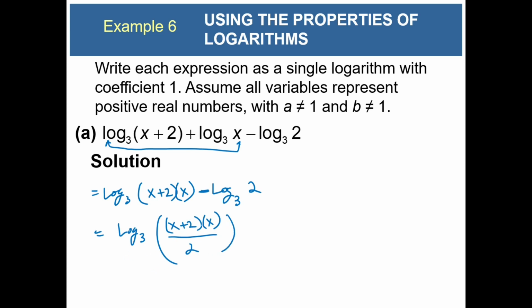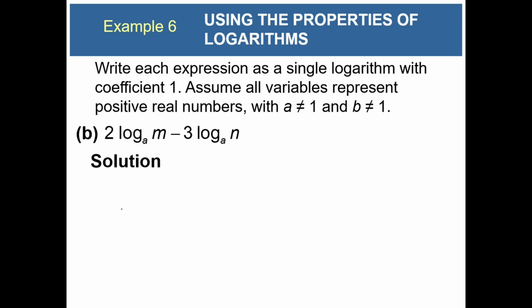And now we can simplify the numerator, and this is equal to log base 3 of x squared plus 2x over 2. Part B, let's simplify the expression into a single logarithm. 2 log base a of m minus 3 log base a of n. Let's use the power rule first to bring the exponents to the top.